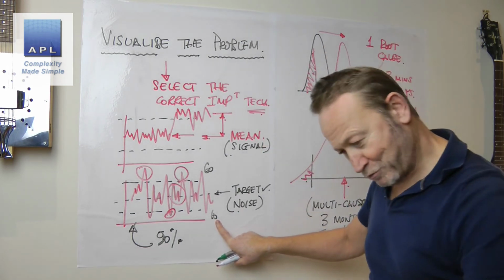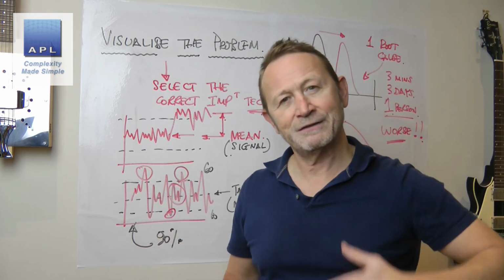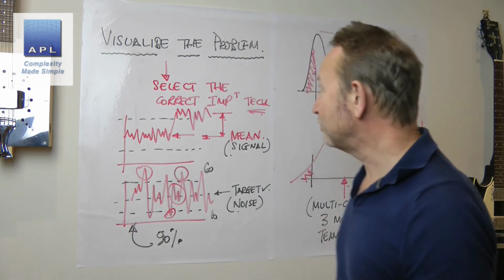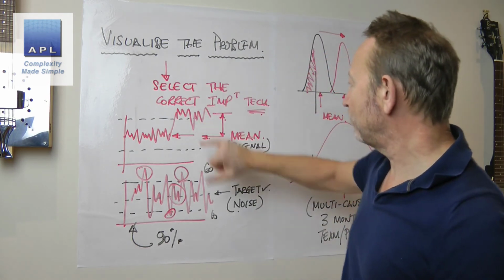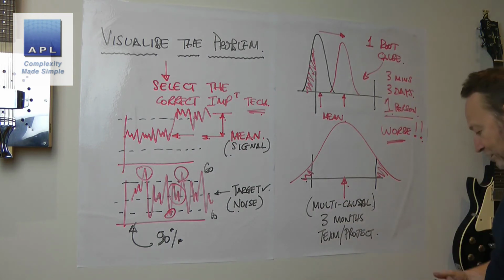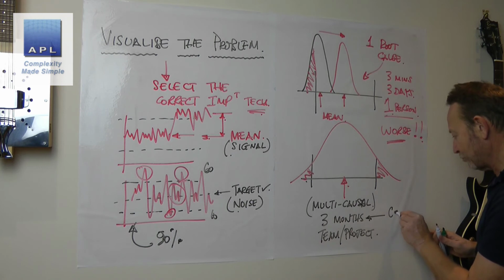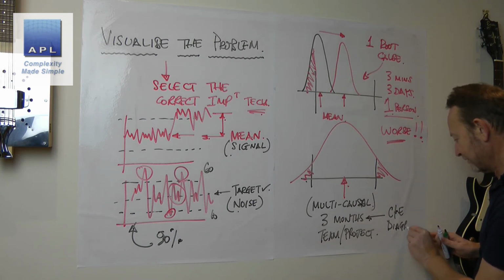But most of the time when you roll the dice, what happens? You get numbers in the middle. Sound familiar? That's what you need to do. You need to visualize your problem. Is it signal or is it noise? This is going to take you 3 months to fix. Needs a cause and effect diagram. Probably needs a control plan.